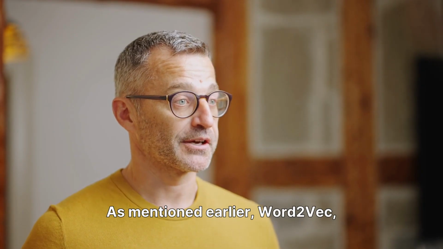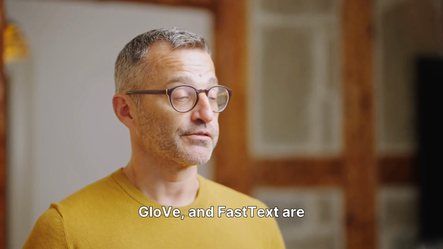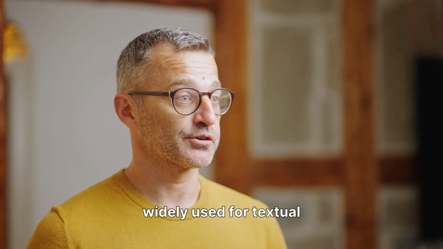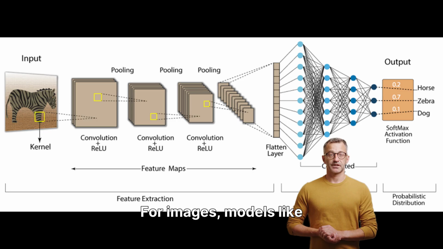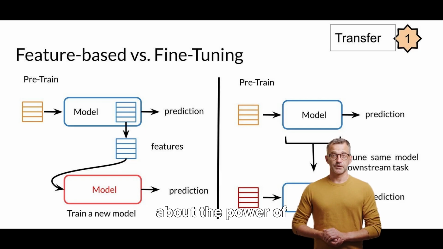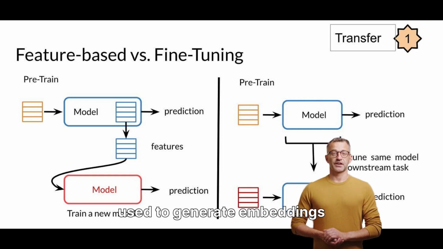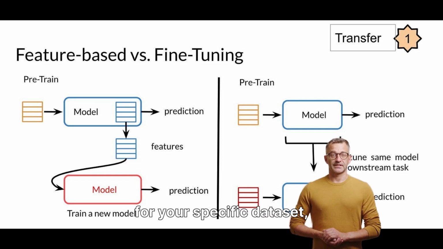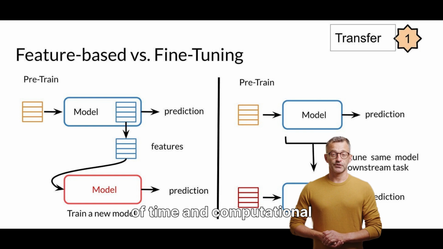Now, let's touch on some popular techniques for generating embeddings. As mentioned earlier, word2vec, GloVe, and FastText are widely used for textual data. For images, models like ResNet and Inception can generate embeddings that capture visual features effectively. Finally, we can't forget about the power of transfer learning. Pre-trained models can be used to generate embeddings for your specific dataset, saving you a lot of time and computational resources.